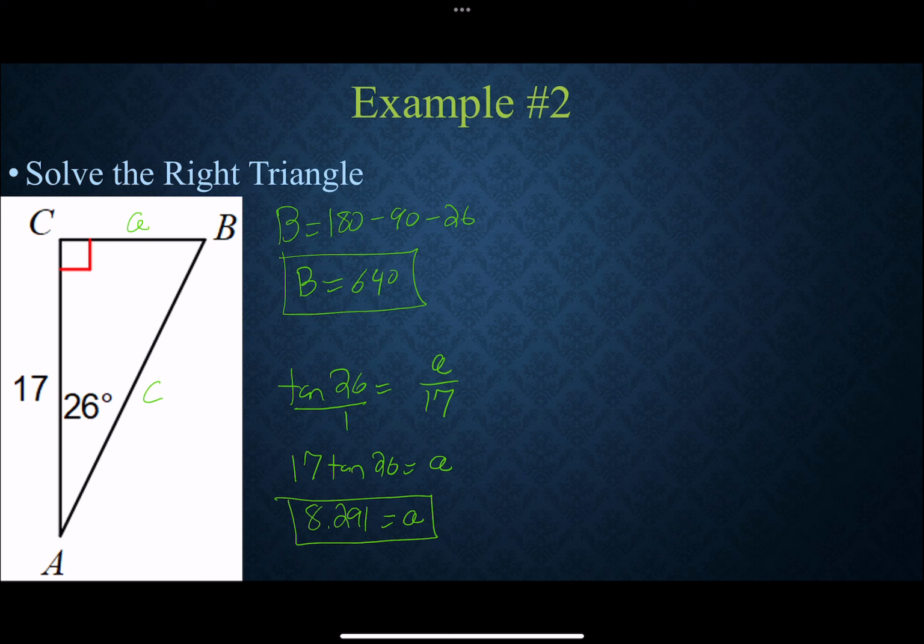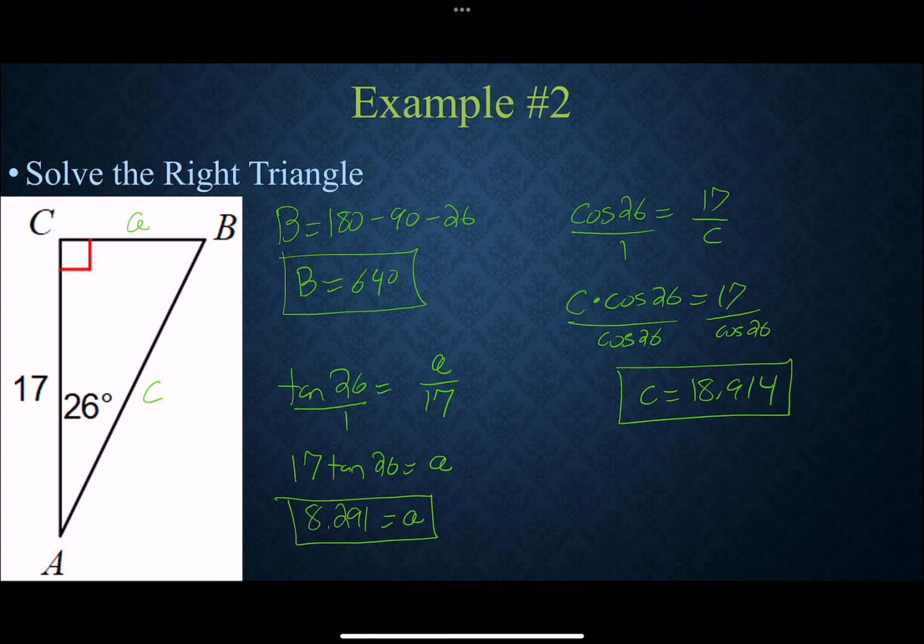Now for C, I'm still using a trig function there because while I could use the Pythagorean theorem with 17, 8.291 to solve for C, if I miscalculated A, now C is going to be wrong. So I'm going to do another one that's in isolation of each other. So C is the hypotenuse. 17 is still going to be the adjacent side, so now I need cosine. So it'd be cosine of 26 degrees equals 17 over C. So when I cross multiply, I get C times cosine of 26. So I need to divide over the cosine 26 in order to get C all by itself. And then 17 divided by cosine 26 is 18.914.